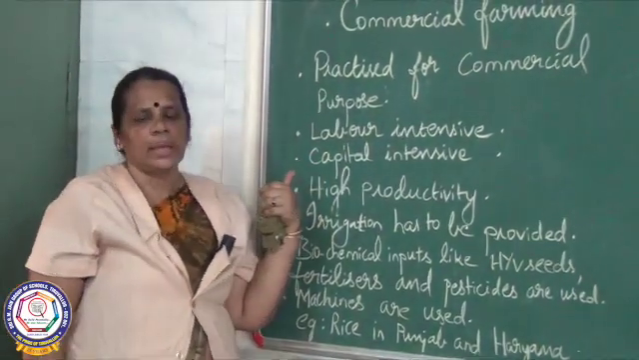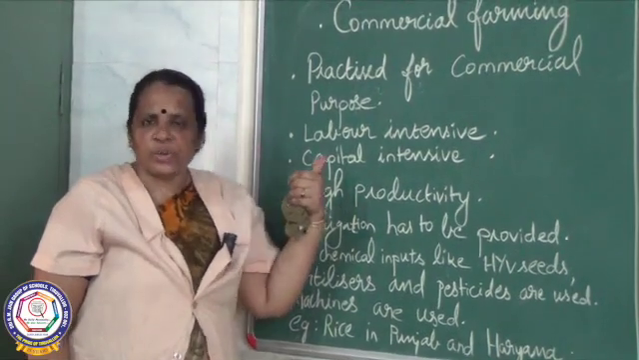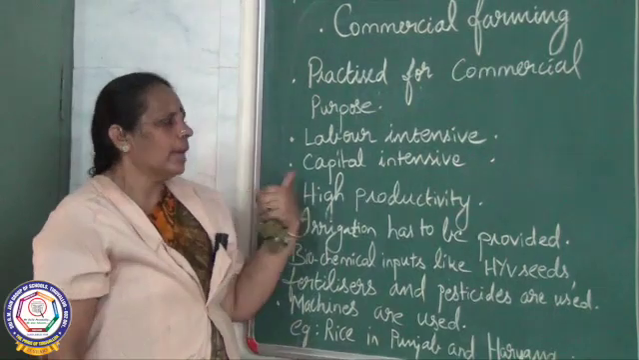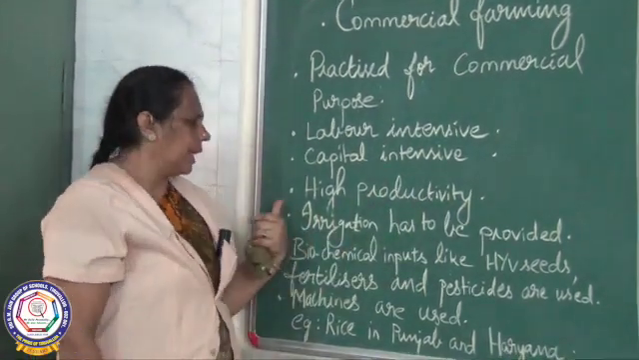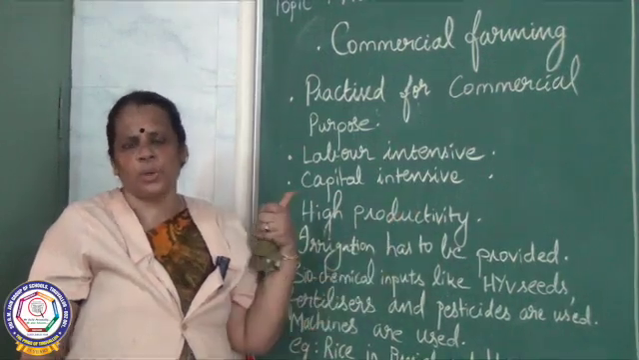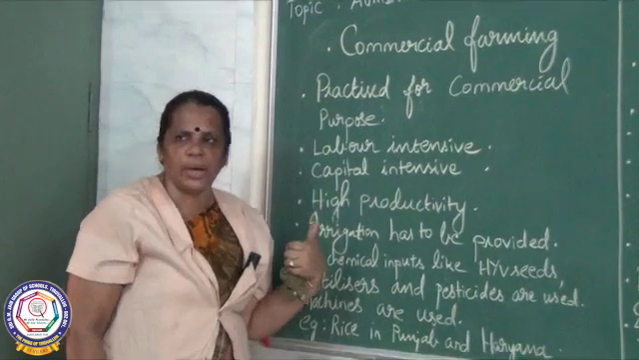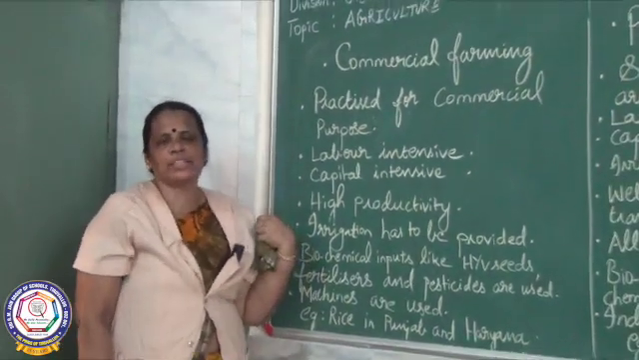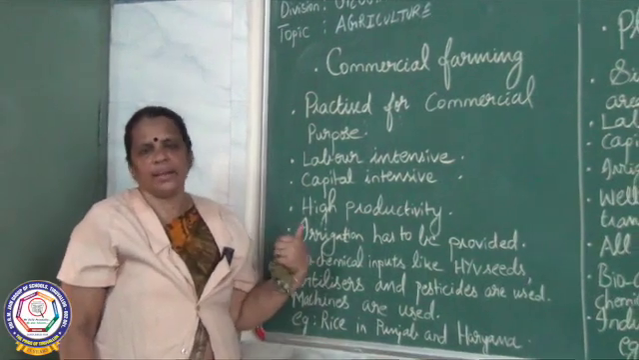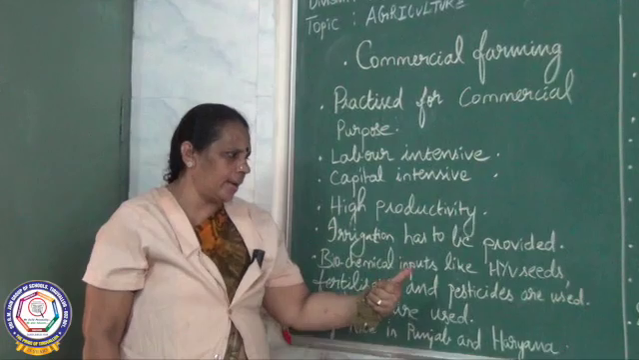The third one is capital intensive. A person has to invest greater in order to get high returns. The next point is high productivity. Productivity is going to become greater, so they can aim for high productivity. The next point is irrigation has to be provided. Here they cannot depend on monsoon, so irrigation facilities have to be provided in the fields.